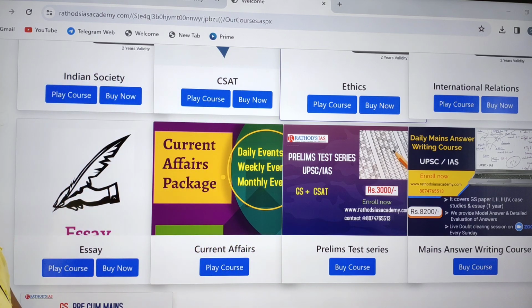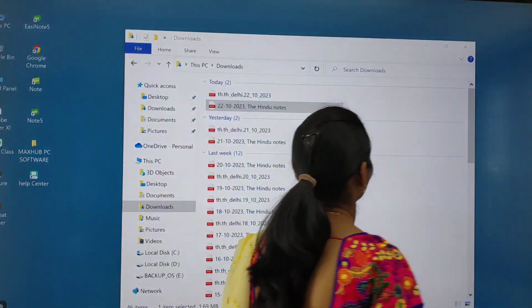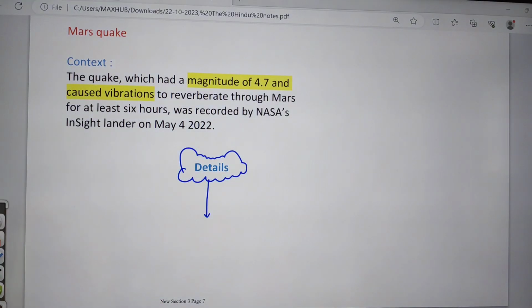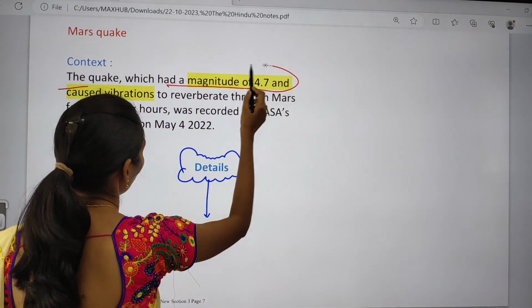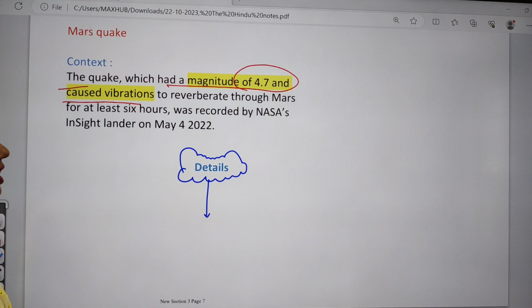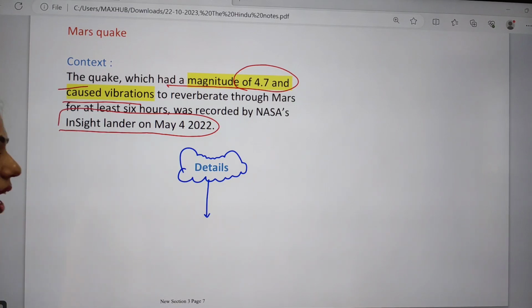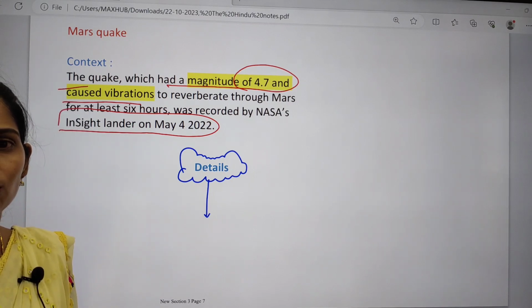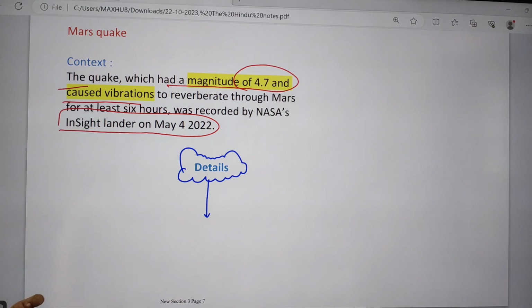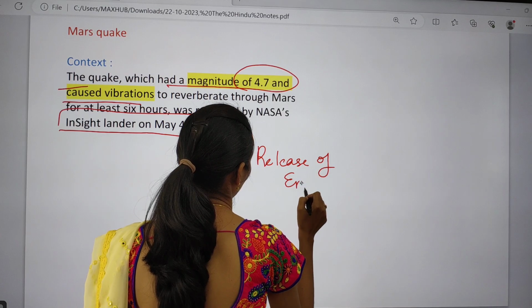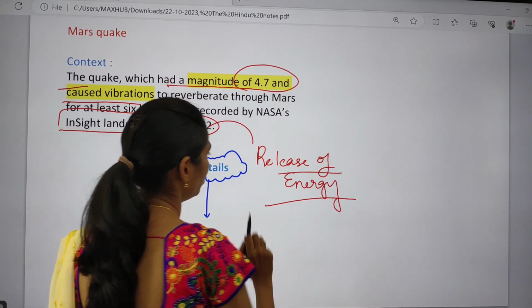Okay. So now let us come back to our analysis. This is about Mars quake, right? The quake, which had a magnitude of around 4.7, caused vibrations, and these vibrations had been recorded by NASA's InSight lander on May 4, 2022. There are earthquakes happening on Mars also. Whenever an earthquake happened, that led to vibrations. Why vibrations? Because of the release of energy.